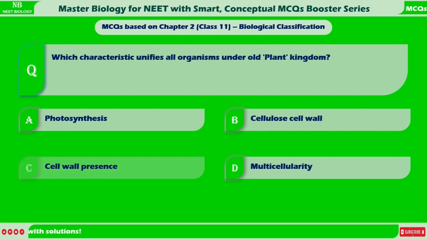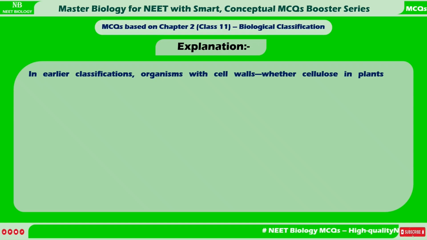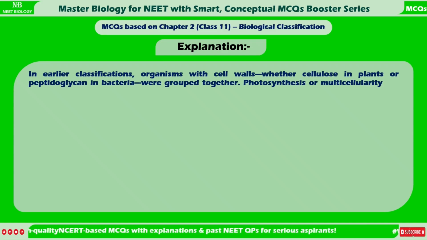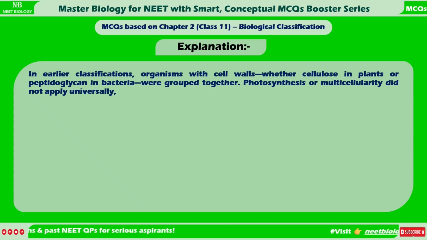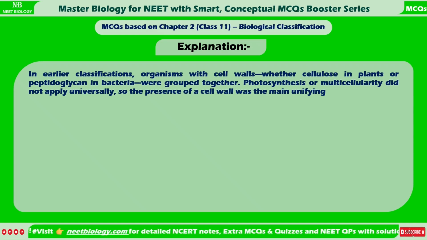Correct answer is C. Cell wall presence. Explanation: In earlier classifications, organisms with cell walls, whether cellulose in plants or peptidoglycan in bacteria, were grouped together. Photosynthesis or multicellularity did not apply universally, so the presence of a cell wall was the main unifying criterion.